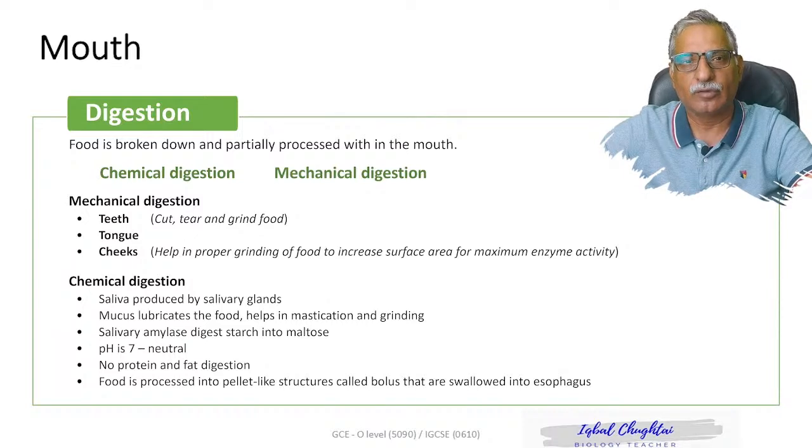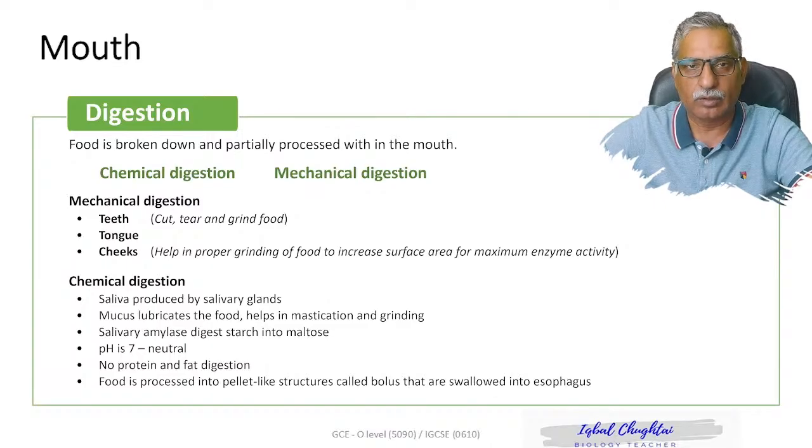Remember one thing, the pH of saliva is 7, that is the neutral pH, and salivary amylase is capable of working effectively in the pH range of 6.5 to 7.5. But if pH increases above 7.5 or decreases below 6.5, salivary amylase gets denatured and no longer digests starch. Within the mouth, by the activity of teeth, larger food pieces are converted into smaller food pieces, and then salivary amylase digests starch into simple sugars.